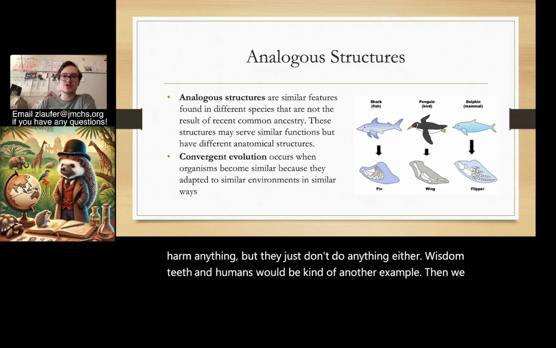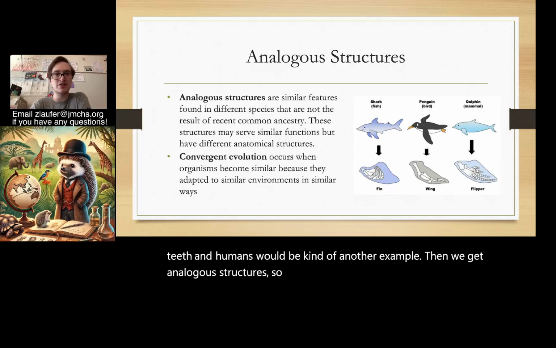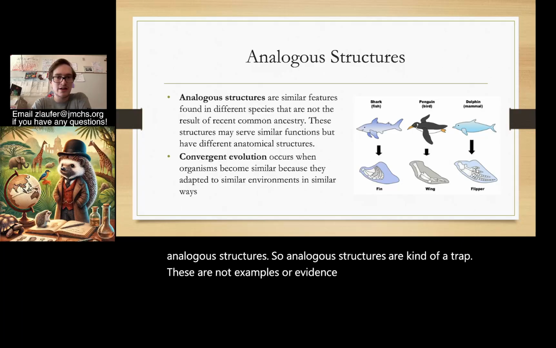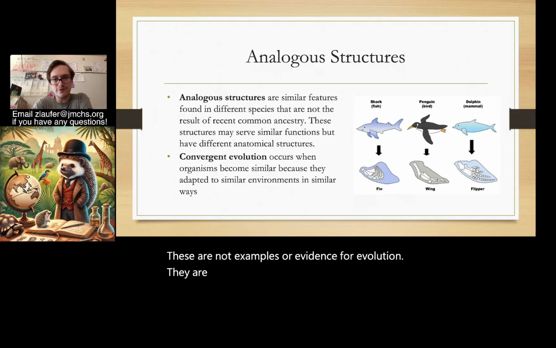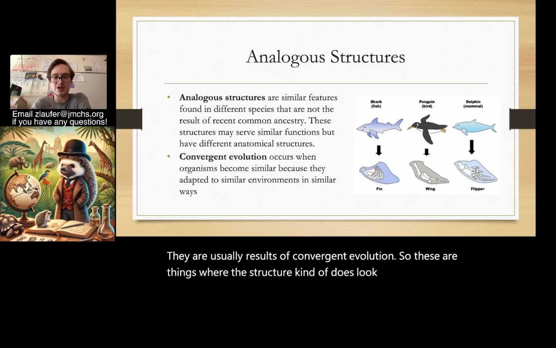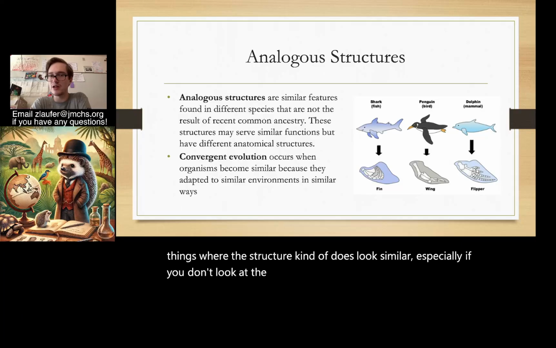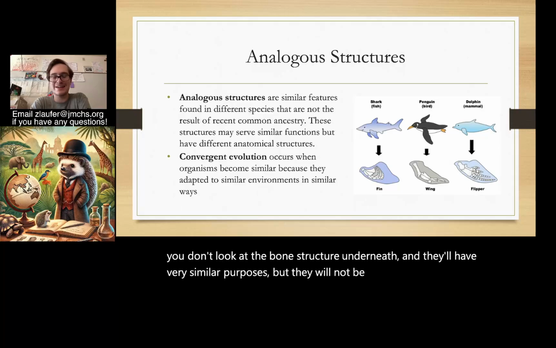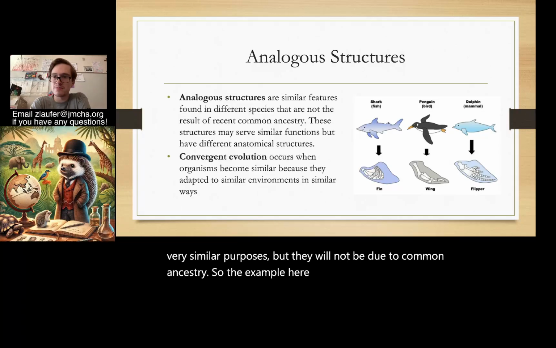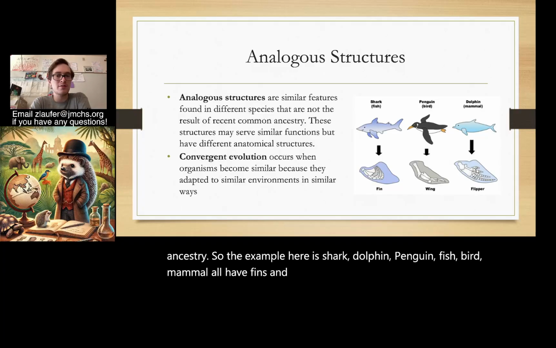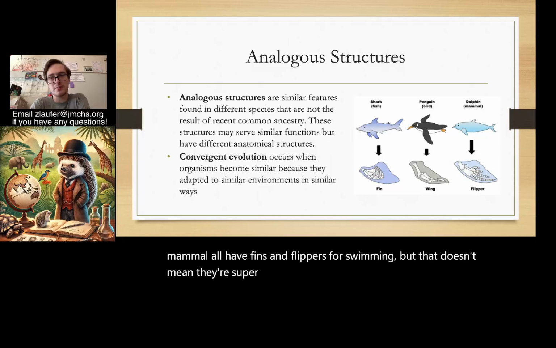Then we get analogous structures. So analogous structures are kind of a trap. These are not examples or evidence for evolution. They are usually results of convergent evolution. So these are things where the structure does look similar, especially if you don't look at the bone structure underneath. And they'll have very similar purposes, but they will not be due to common ancestry. So the example here is shark, dolphin, penguin, fish, bird, mammal, all have fins and flippers for swimming. But that doesn't mean they're super closely related. If you look at the bone structure underneath, it is quite different.